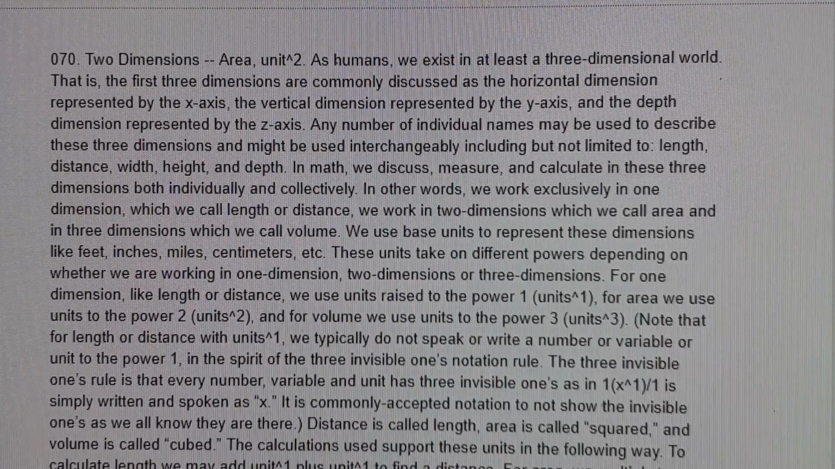Two dimensions. Area. Unit, 2. As humans, we exist in at least a three-dimensional world.